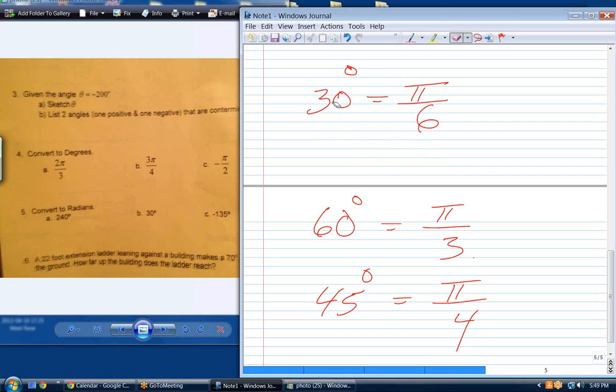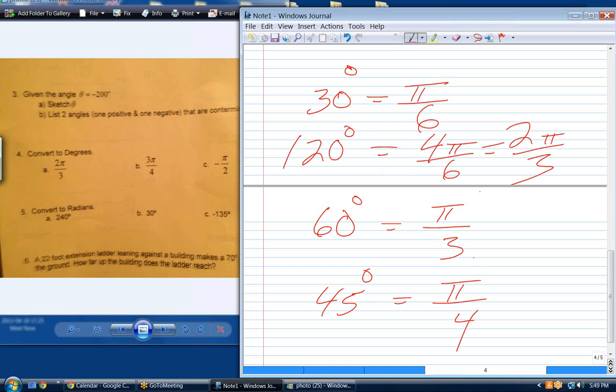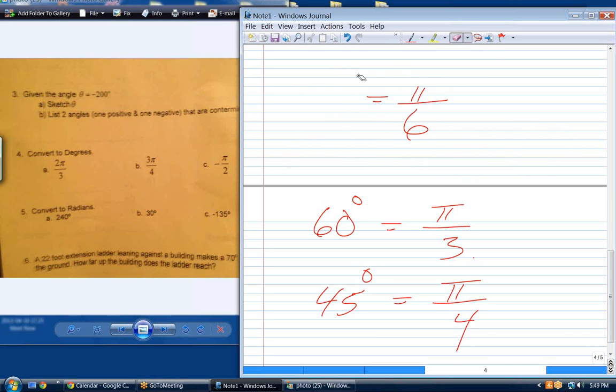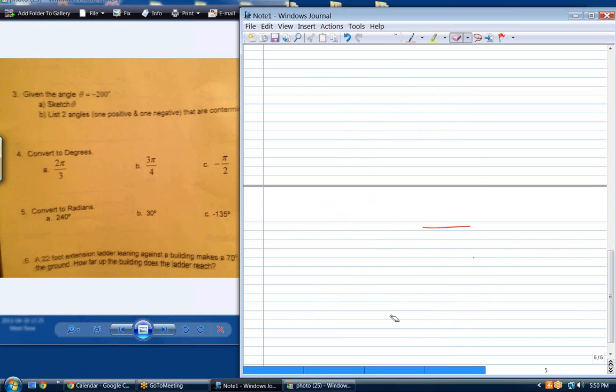And, of course, if 30 degrees is pi over 6, well, 120 degrees has to be 4 times that, right? It's got to be 4 pi over 6 or 2 pi over 3. So it actually is pretty helpful if you do memorize these. And they're easy to memorize because of that fact that it's always 180. Okay. So what is 240 degrees?